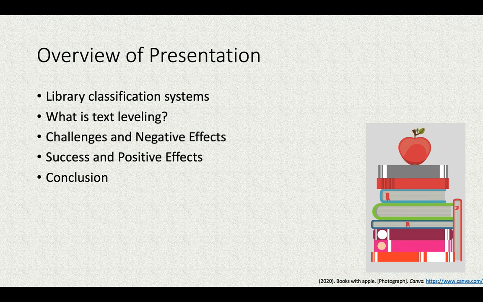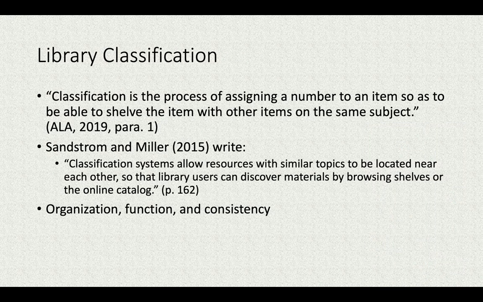I'll discuss several different library classification systems that are used in the United States. I will then focus specifically on text level libraries. I'll define and discuss what it means to text level literature. I'll present the challenges and negative effects it can place on libraries and patrons. I'll also present the successes and positive effects that a text level school library can have on patrons. I'll conclude by presenting my experiences and thoughts as an educator and future school librarian.